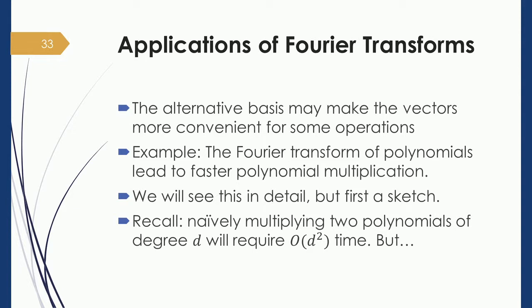Oftentimes, a vector in its standard basis may not be suitable for some operations. We may need to convert or transform that vector into some suitable alternative basis before it can be made convenient. And we see one such example when we encounter polynomial multiplications. Typically, if you want to multiply 2 polynomials of degree d, we will require O of d squared time.